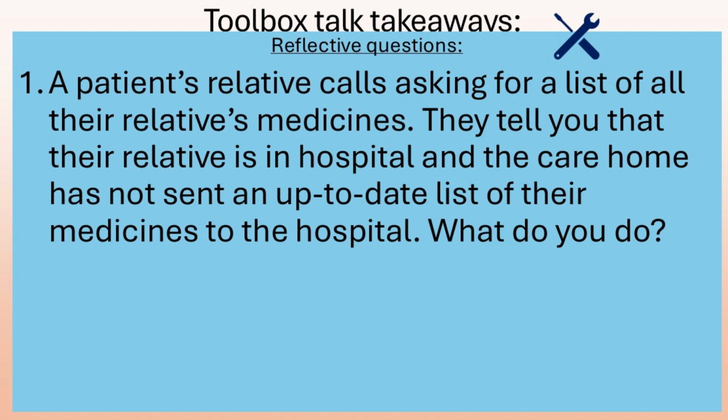What do you do? We discussed that providing this information is the responsibility of the care home, and that anybody providing this information needs to be sure that they are talking to somebody who's authorised to represent the patient. That is, that they've got a lasting power of attorney, LPA, or a court of protection deputyship.